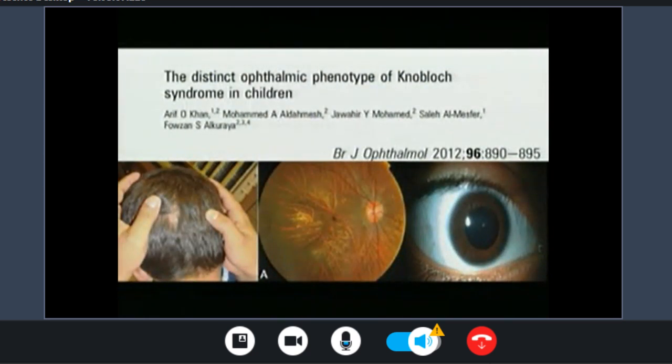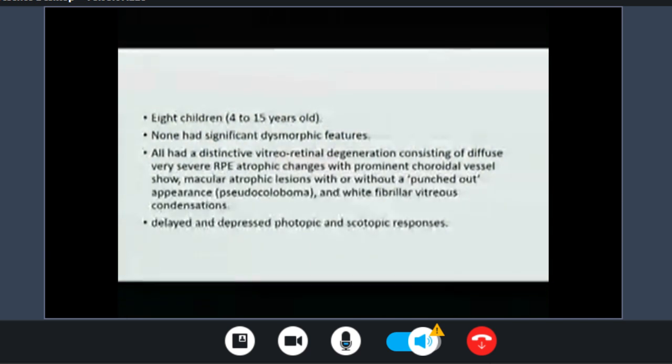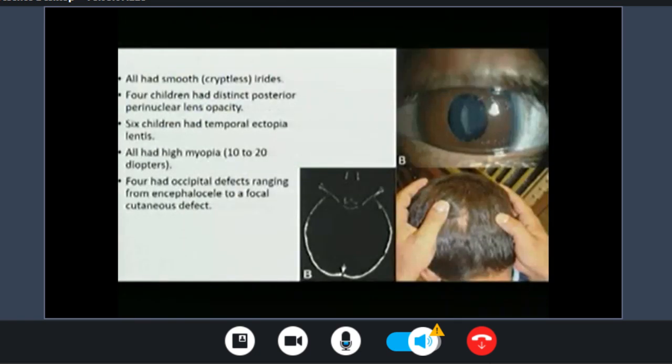Again, Arif Khan described the distinct ophthalmic phenotype of this syndrome. He had 8 children ranging from 4 to 15 years of age, and none of them had significant dysmorphic features. All had this distinctive vitreoretinal degeneration consisting of diffuse, very severe RPE atrophic changes with prominent choroidal vessel show, macular atrophic lesions with or without punched out appearance, and they termed it pseudocoloboma, and this white fibrillar vitreous condensation. The ERG was abnormal. All patients, and this is the first paper that described this, all patients had smooth cryptless irides.